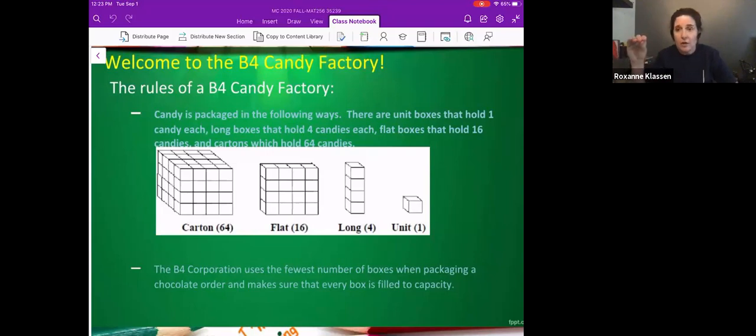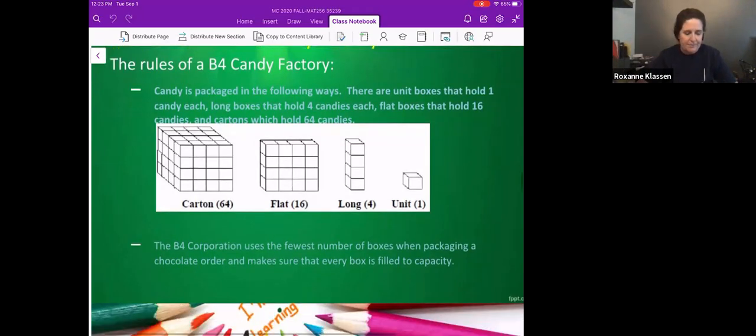So the B4 Candy Corporation, for efficiency, always wants to use the fewest number of boxes when they're packaging a chocolate order. And they have to make sure that every box is completely full. Yes, they cannot have any partial boxes. Does everybody understand? So if you have 3 candies, you can't use a long box. You have to use 3 unit boxes because those boxes all have to be full. Make sense? Okay.